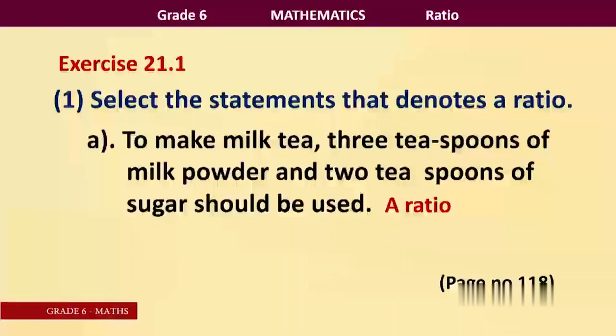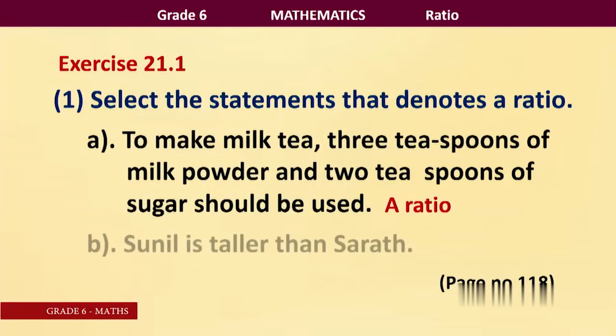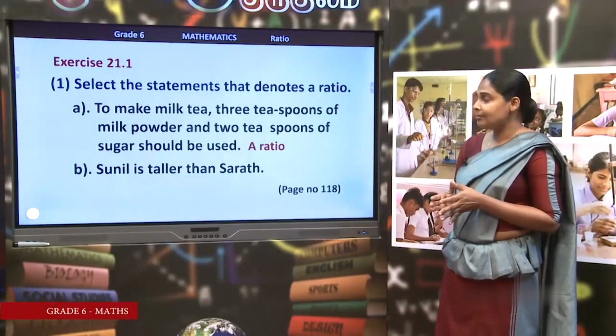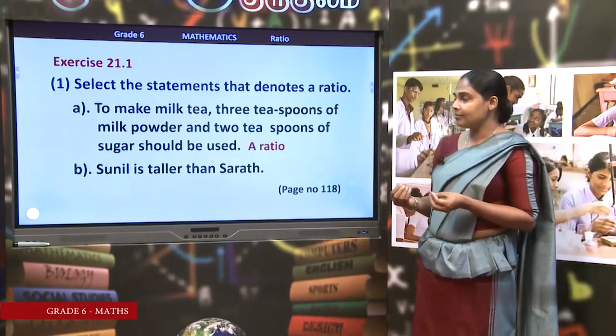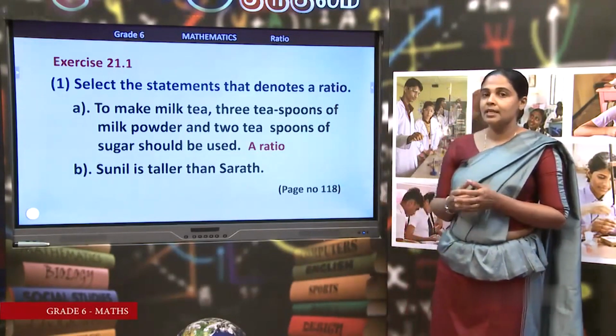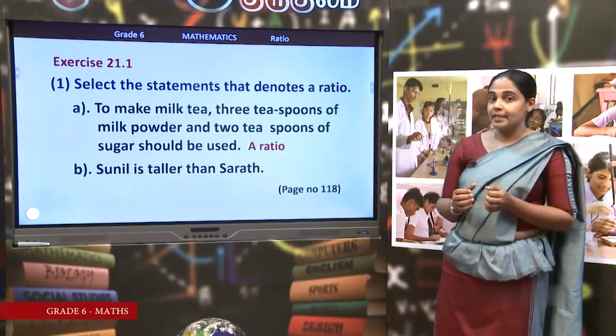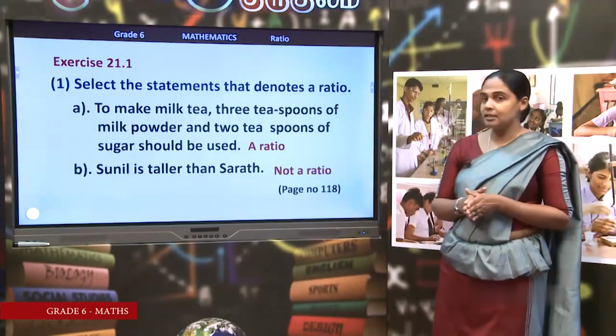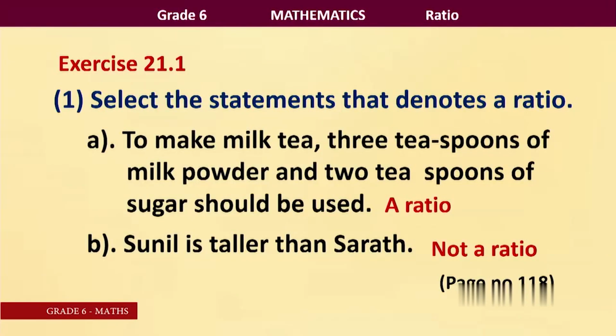Then what is part B? Sunil is taller than Sarath. Now, can you see numerical values here? Taller than Sarath. It is a comparison. Then we have no numbers to write down the ratio. So, it does not show a ratio. So, your answer should be not a ratio.